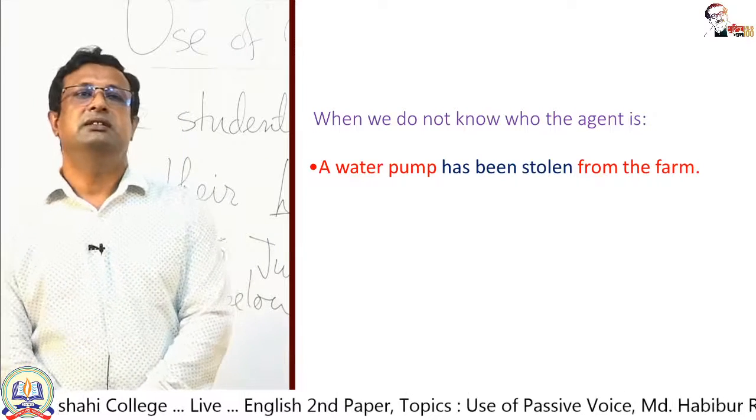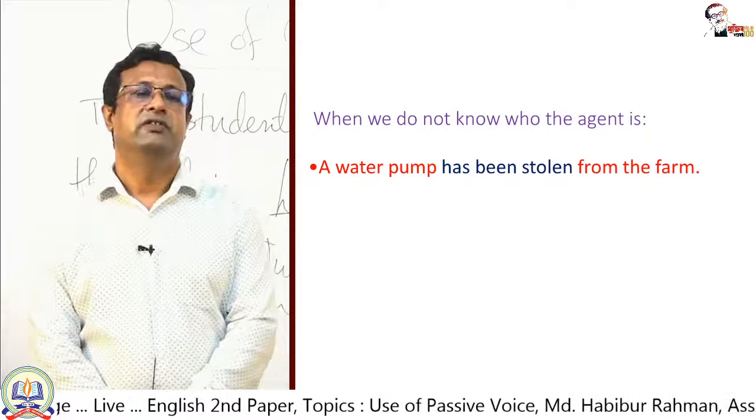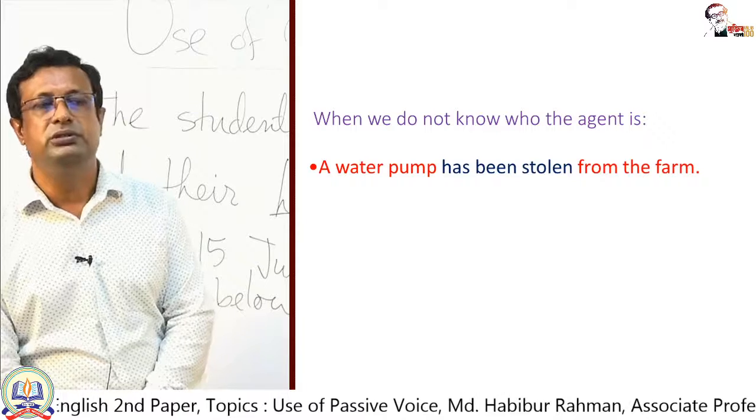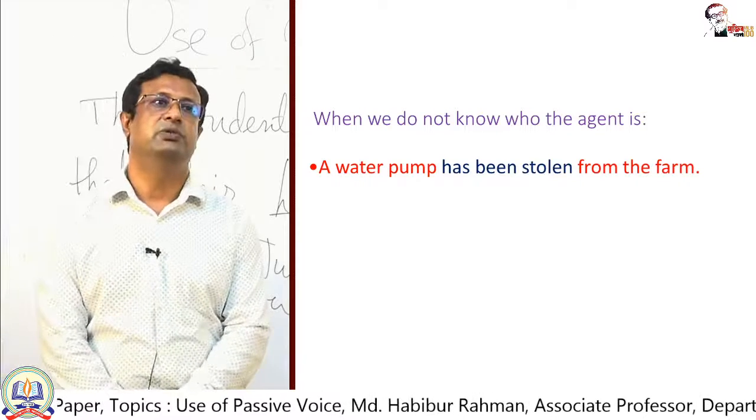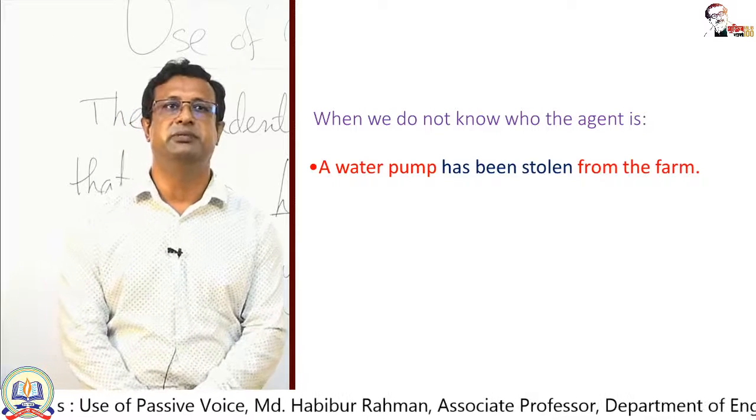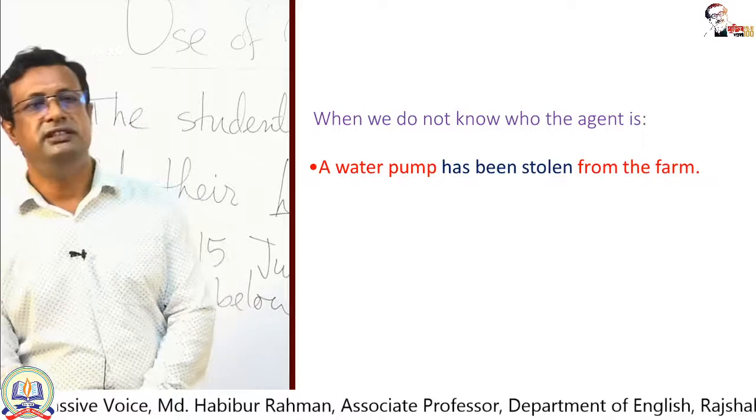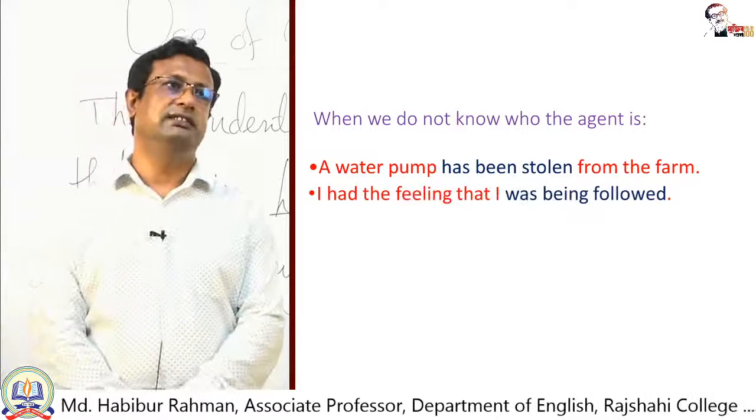So, when the agent is not found or agent is not known, we use passive voice. A water pump has been stolen from the farm. Thereafter, notice the second sentence.